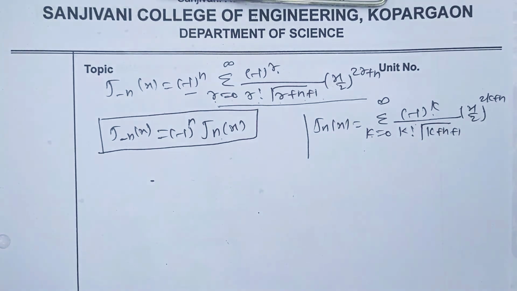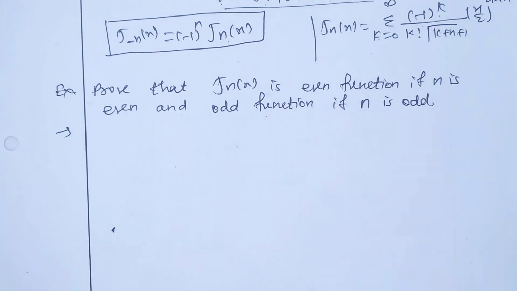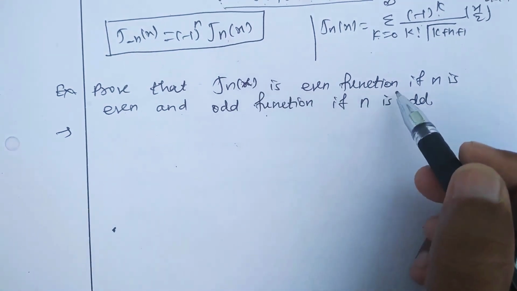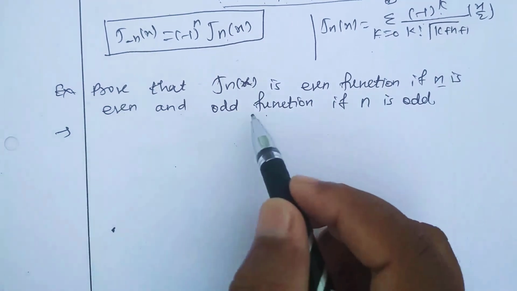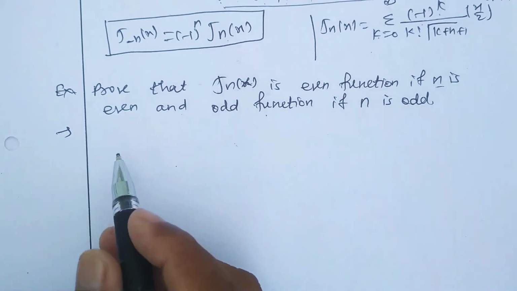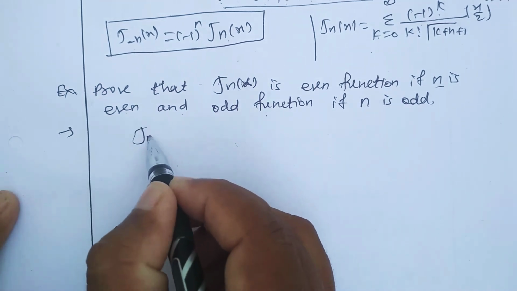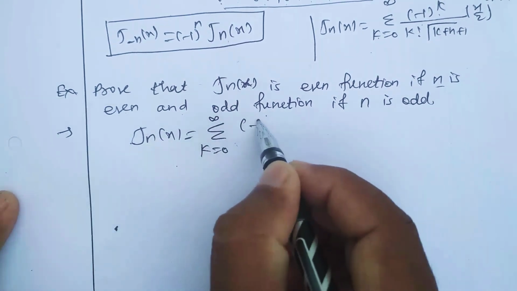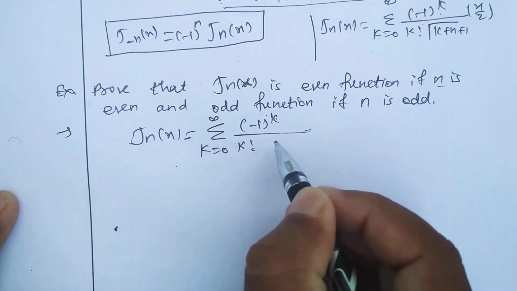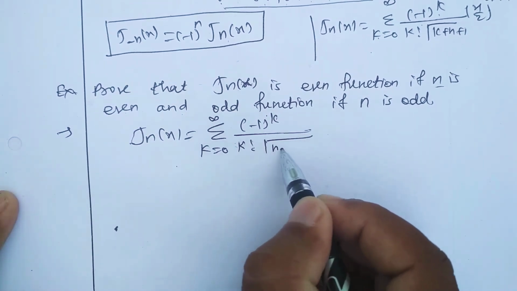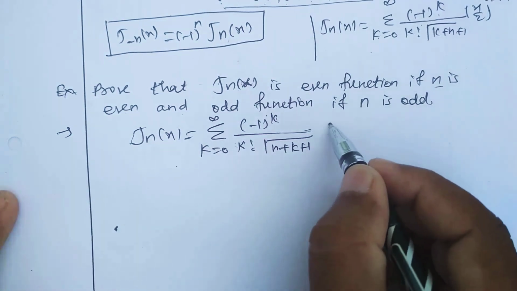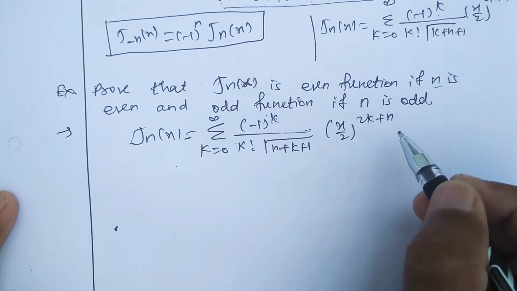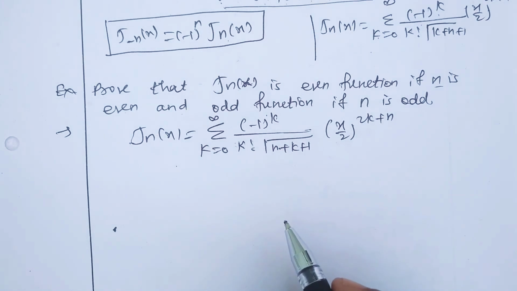Now the next example is to prove that the function Jn of x is an even function if the value of n is even, and Jn of x is an odd function if n is odd. For that, start with Jn of x. What is the value of Jn of x? It is the summation k varies from 0 to infinity, minus 1 raised to k upon k factorial gamma of n plus k plus 1, x by 2 raised to 2k plus n. So this is the value of Jn of x.